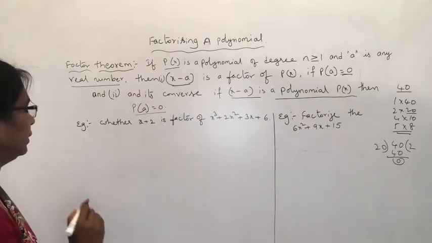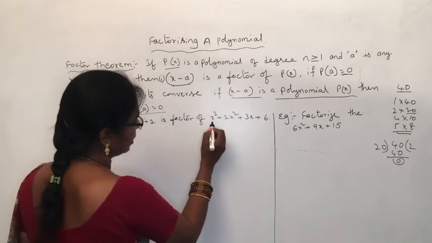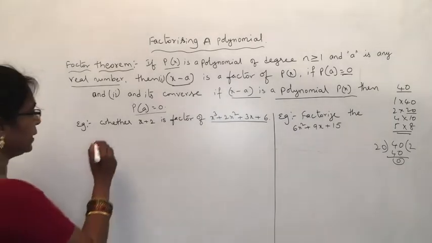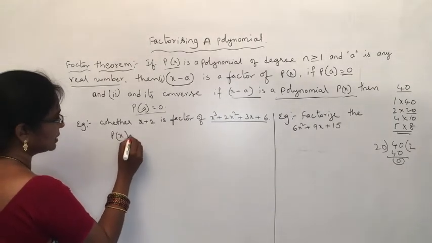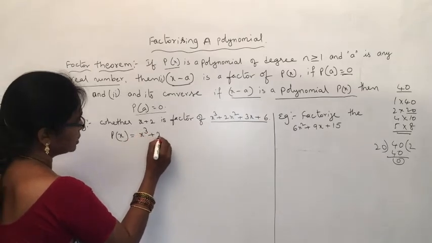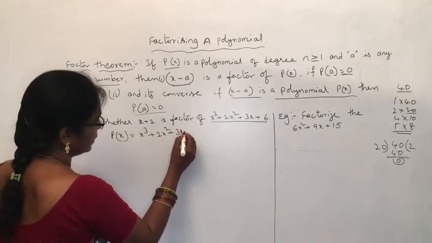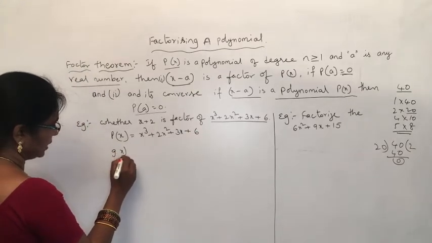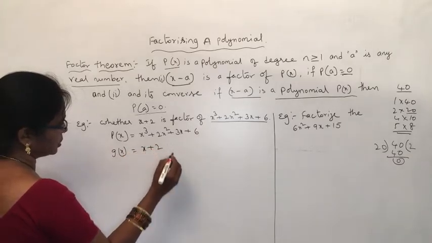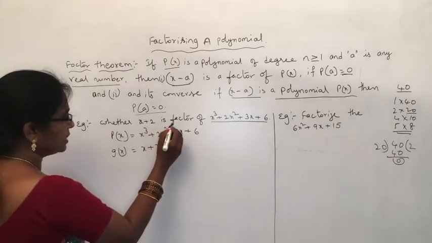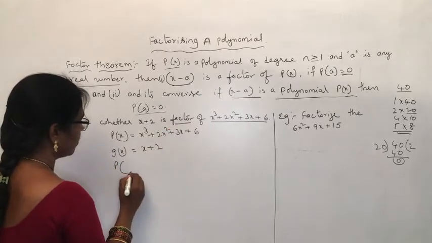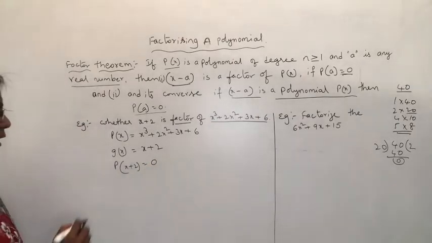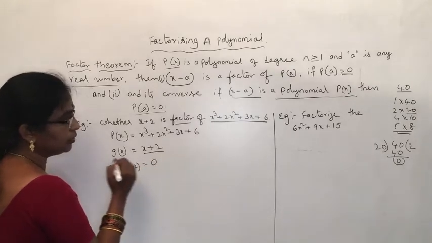Now, an example: whether x plus 2 is a factor of x cube plus 2x square plus 3x plus 6. Here, what is P of x? P of x is equal to x cube plus 2x square plus 3x plus 6. Now, what is the factor? Factor is g of x, and g of x is equal to x plus 2. Then, factor means what? P of minus 2 is equal to 0. What is the meaning of that? If you substitute, you will get 0.